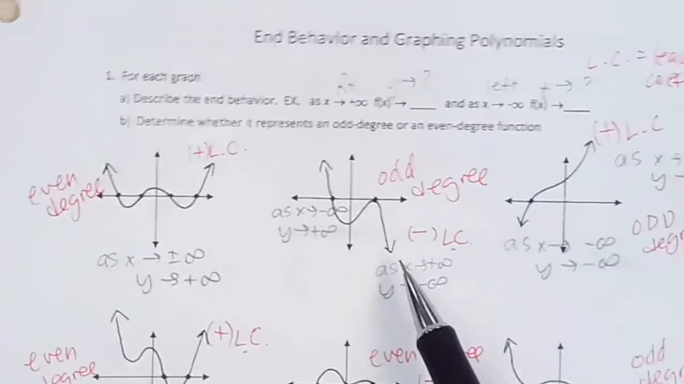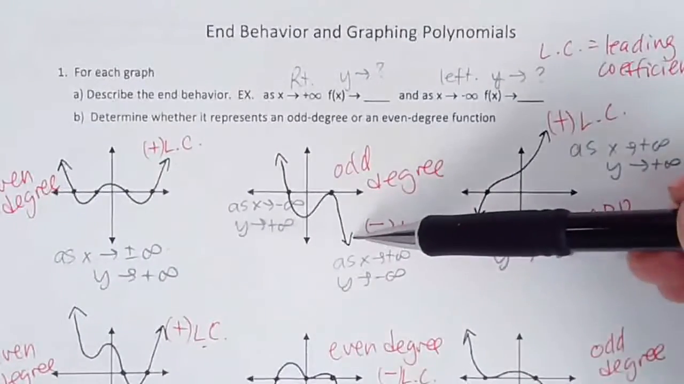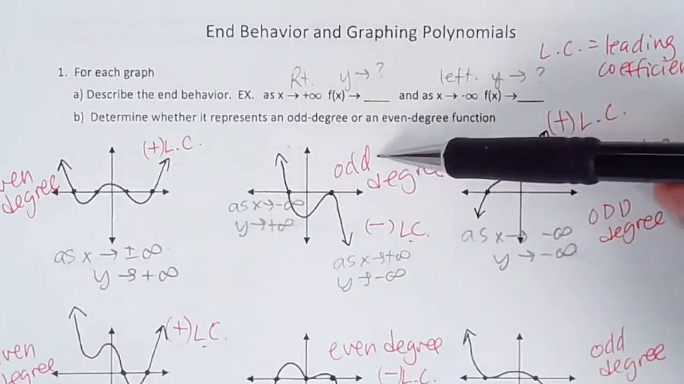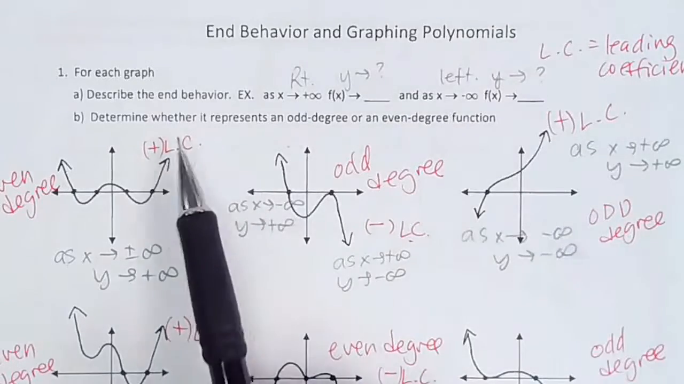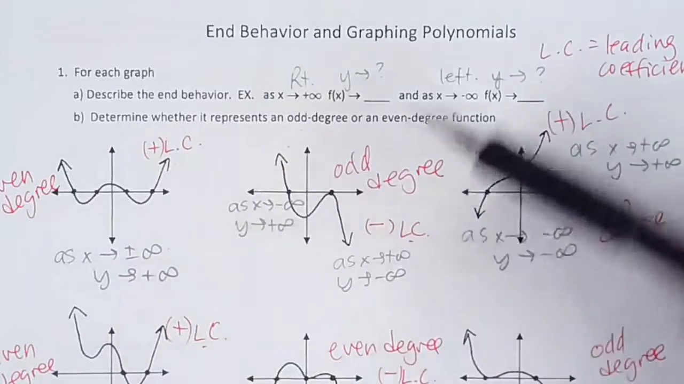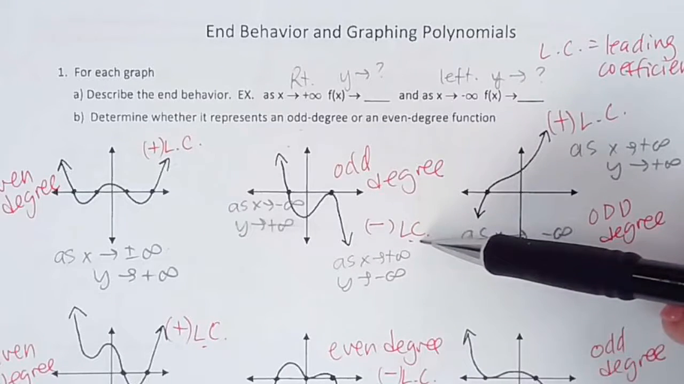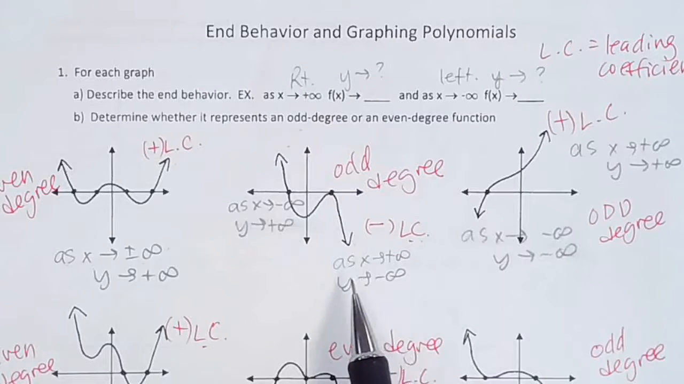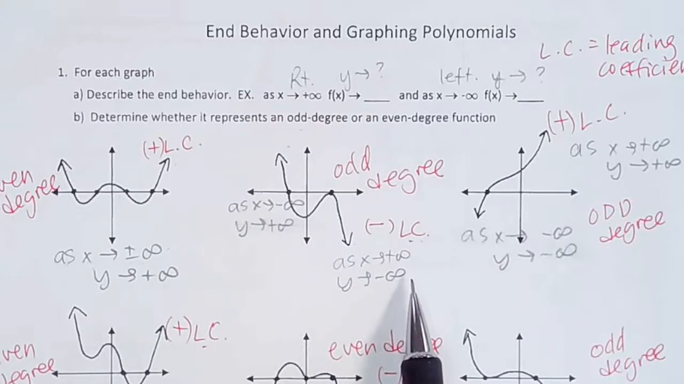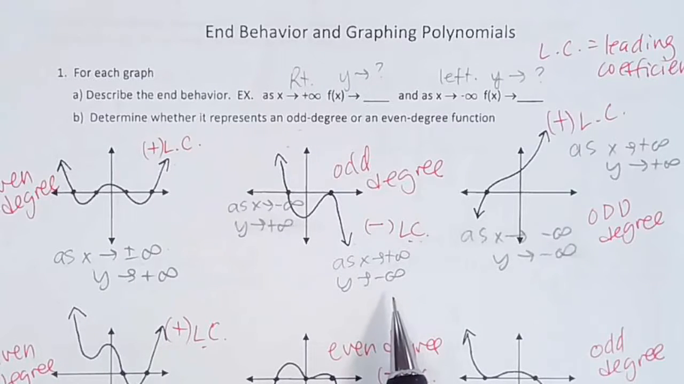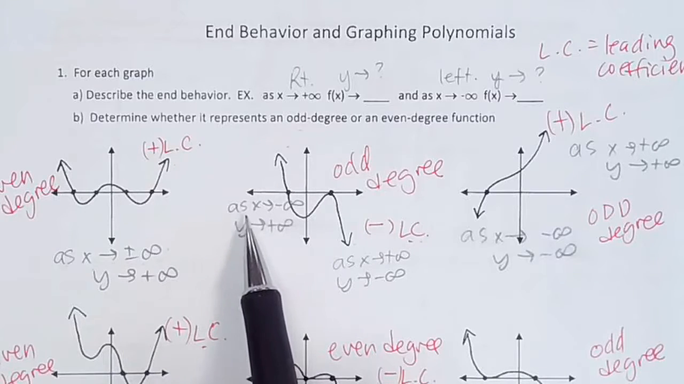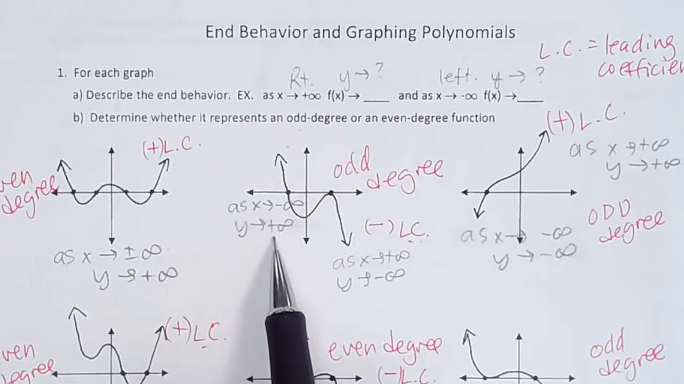Second problem. You can see it's down on the right, up on the left, which means it's an odd degree. You were also asked, is it even or odd? And it's down on the right, which means a negative leading coefficient. On the right-hand side, we would say as x goes to positive infinity, y goes to negative infinity. On the left, as x goes to negative infinity, y goes to positive infinity. That's up.